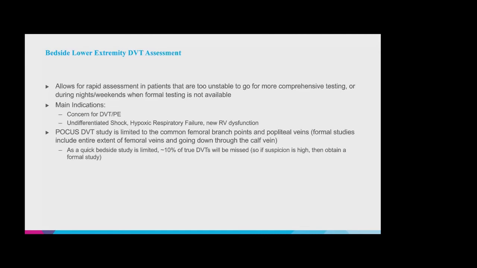So what we do is we just look at the femoral branch points, which are the most common places for DVTs to form. And then we have a single view in the popliteal vein. But because it is a limited study, we are missing about 10% of true DVTs. So if, let's say, you do a bedside study and it doesn't look like there's a DVT, but you're still worried for one, you definitely absolutely need to get additional studies or a formal study when one is available.